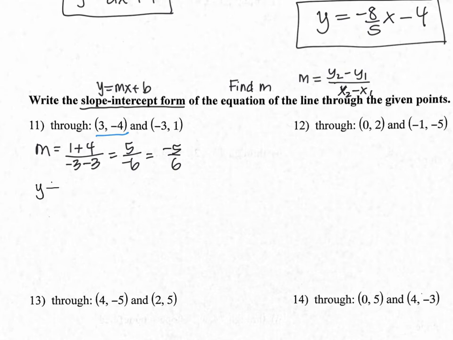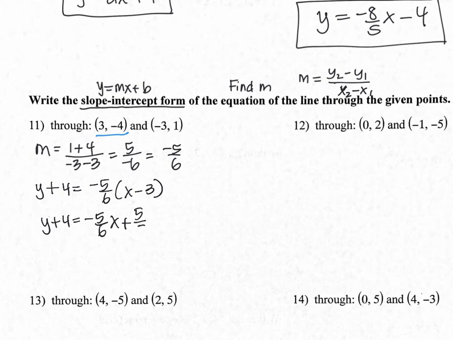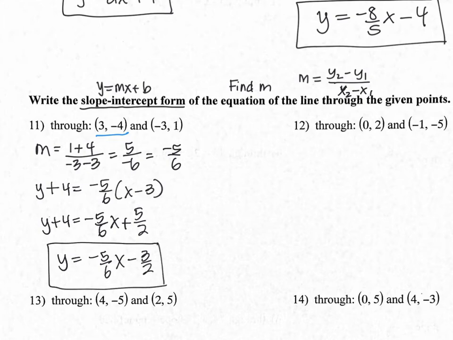So y minus negative 4 equals negative 5/6 times x minus 3. So that's y plus 4 equals negative 5/6 x plus, let's see, the 3 cancels with the 6, so this gives us 5/2, I think. Now I'm going to subtract the 4 from both sides, and that gives me negative 3/2. And you can use a calculator for that math if you need to, not a problem.